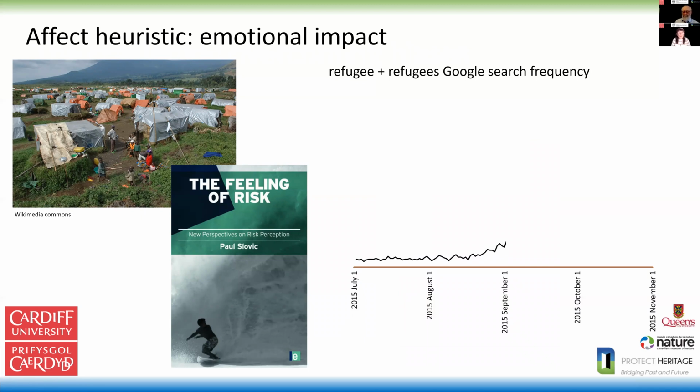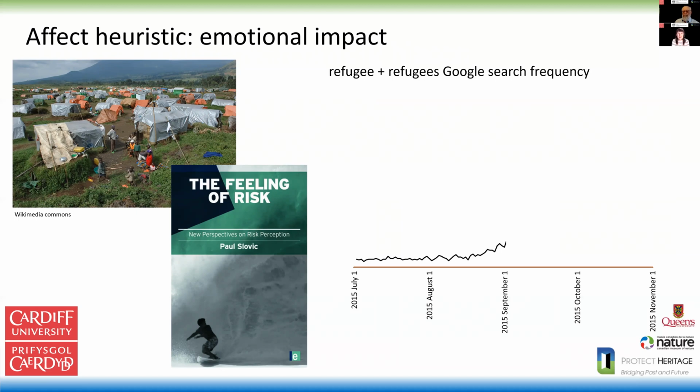And in order to examine that, I'm going to talk about the plight of refugees, an example that Paul Slovic himself has used. So when we look at the way that the world has responded to the refugee crisis, despite decades of statistics and images of displaced families and stories and narratives, there's been a very steady engagement of the public with the topic. And you can see this in terms of the Google search frequency, which you can see on the graph at the moment.